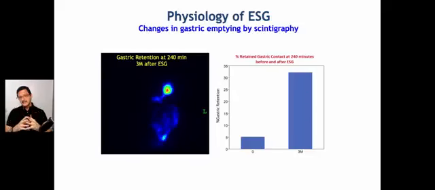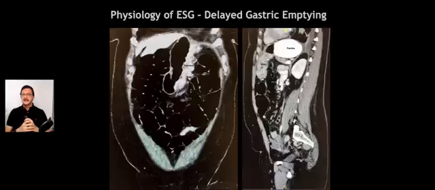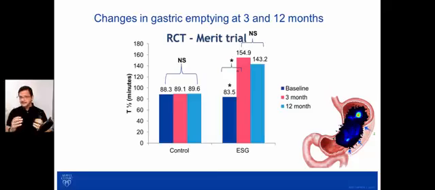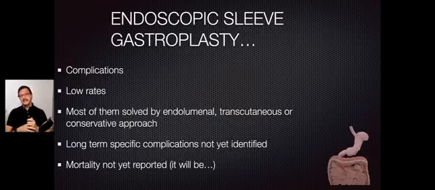So how it works, this is scintigraphy, and you can see the colored part at 240 minutes, 3 months after the ESG, still retaining a lot of food there. And this tomography done with contrast shows it is retained in the fundus even 1 hour after the ingestion of the contrast. So this is new data coming from the MERIT trial that you can see here, that on the left side are the controls, and then the ESG patients in terms of gastric emptying at baseline, 3 months and 12 months, showing how we keep delaying the gastric emptying.